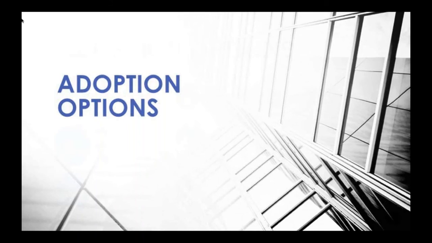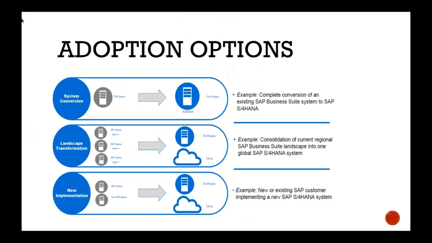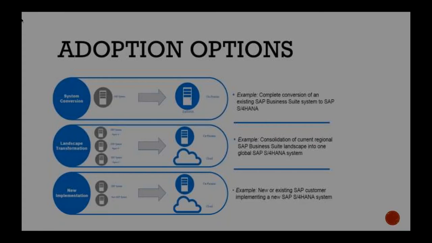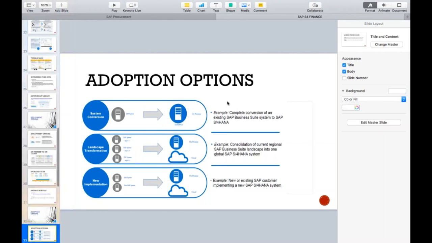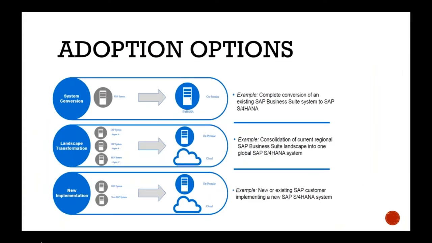First, see the last one. Last one is new implementation, where the customer is not using an SAP system at all and they want to go for SAP S4 HANA. So they have the option whether they want to go for on-premise or cloud. Now consider the first scenario, system conversion. In this case, the customer is already using an SAP system and now wants to go for S4 HANA. So he will go for system conversion.